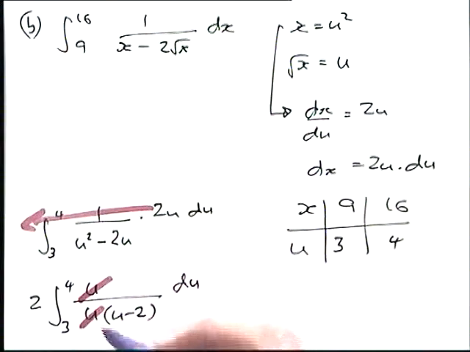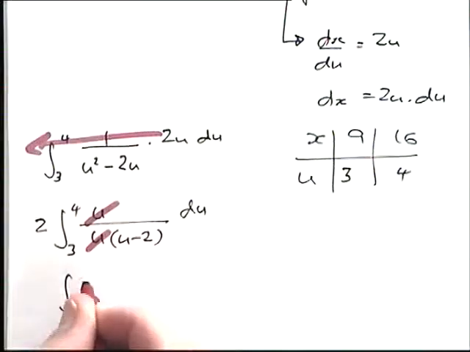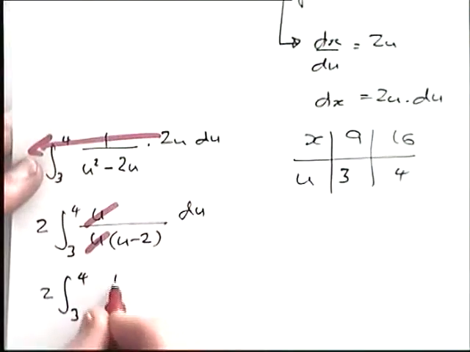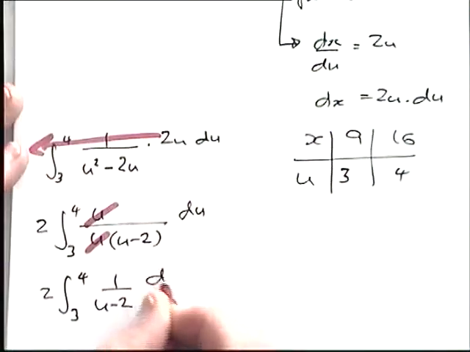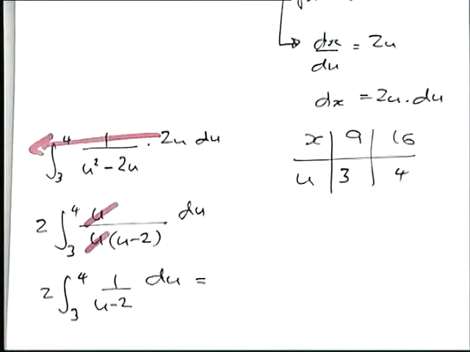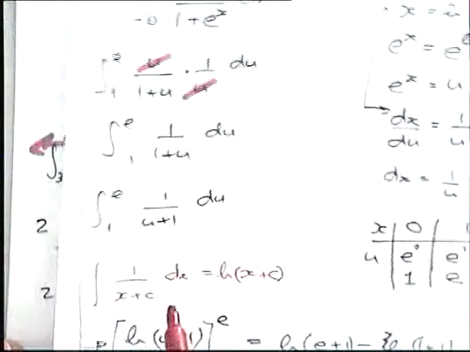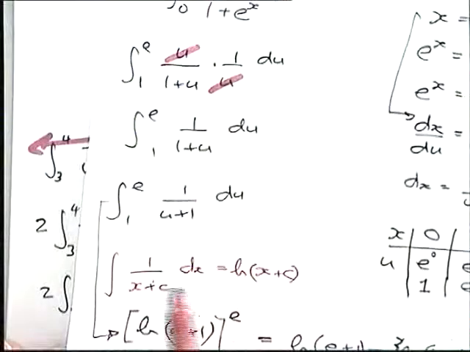Now that u and that u will cancel. And my integral now is just the integral between 3 and 4, the 2 still on the outside, 1 over u minus 2 du. And we had one very much like that in, I think, the last question. How do you integrate 1 over u minus 2? You should really be responding with answers like that straight away. Now have a look back at what we did last time. It's using this thing here, if you want a recap.